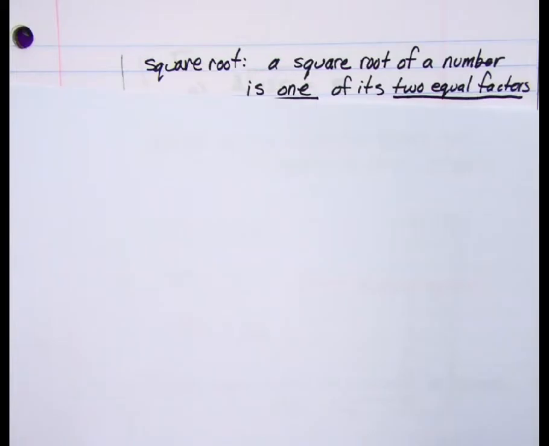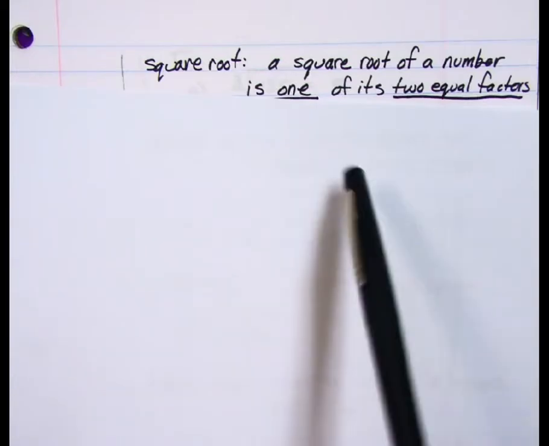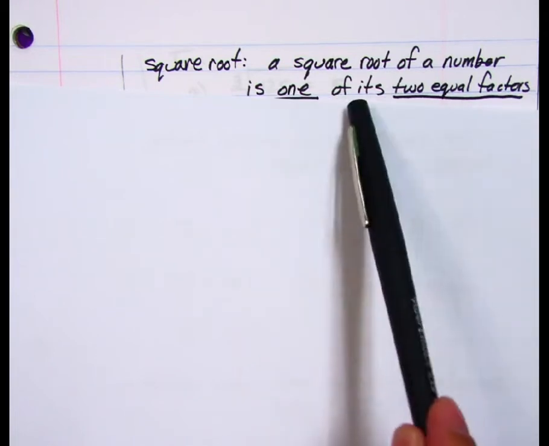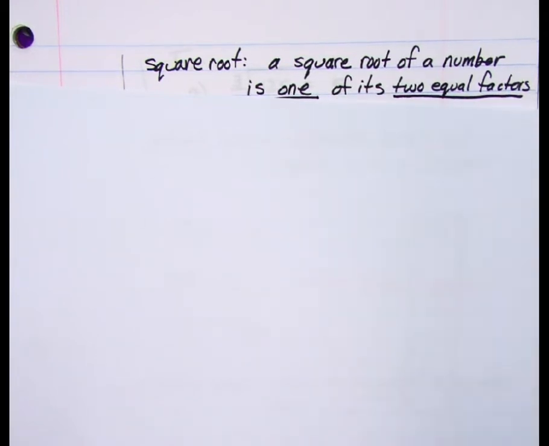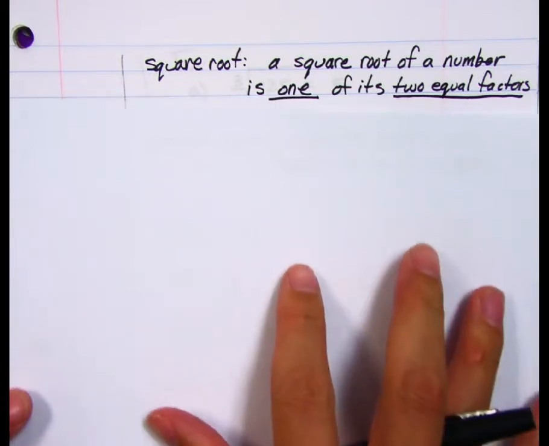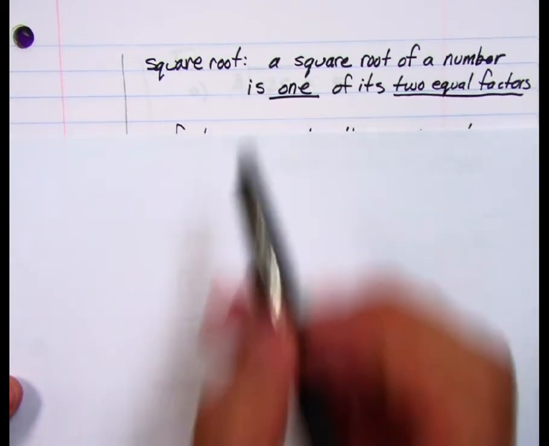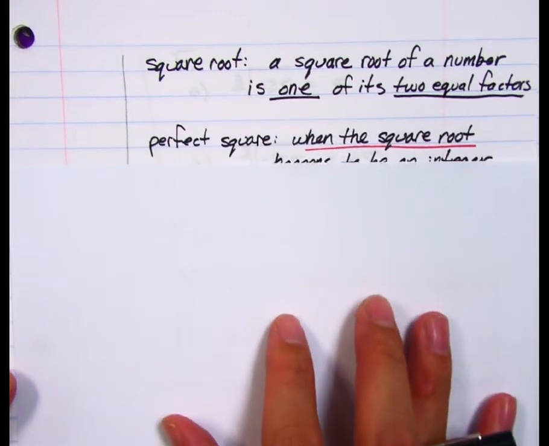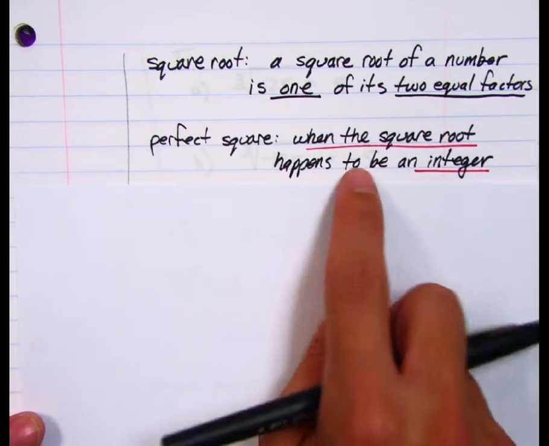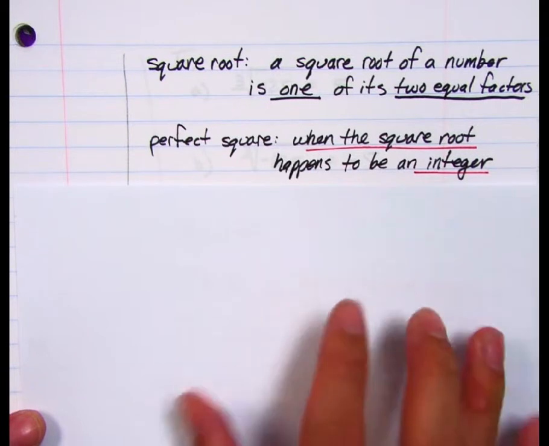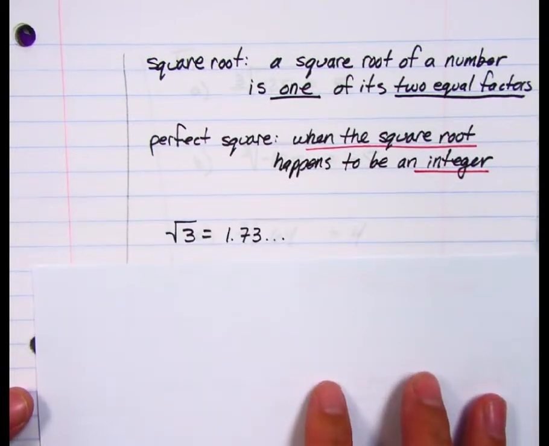This is a good opportunity to talk about what square roots are. A square root of a number is one of its two equal factors. So what are the two numbers that multiply each other to give you the number? That's a square root. A perfect square is when the square root happens to be an integer. What do I mean by that? Well, let's figure some of these out.